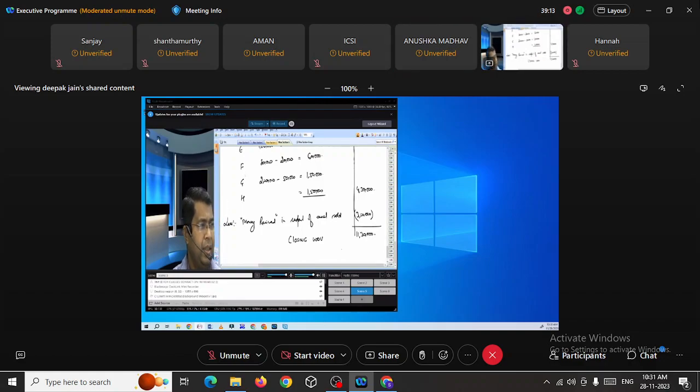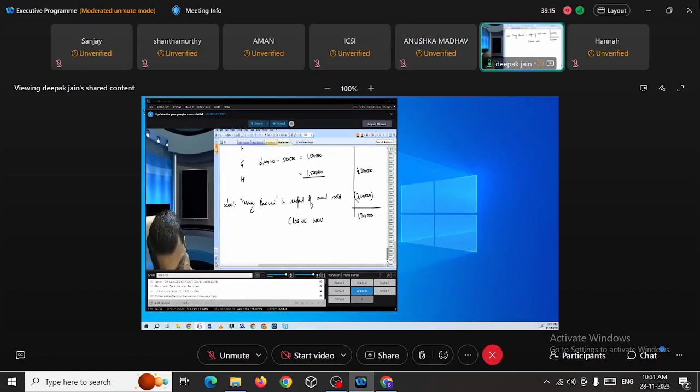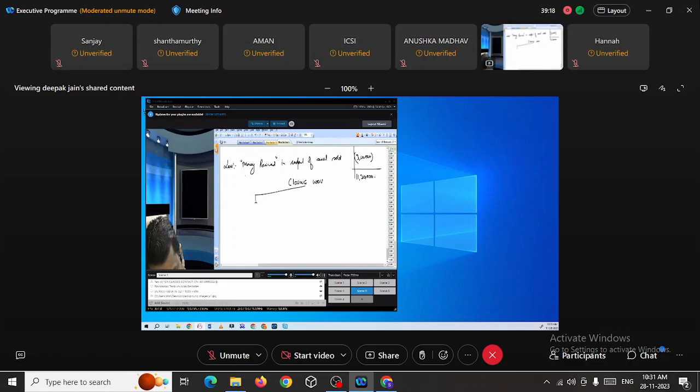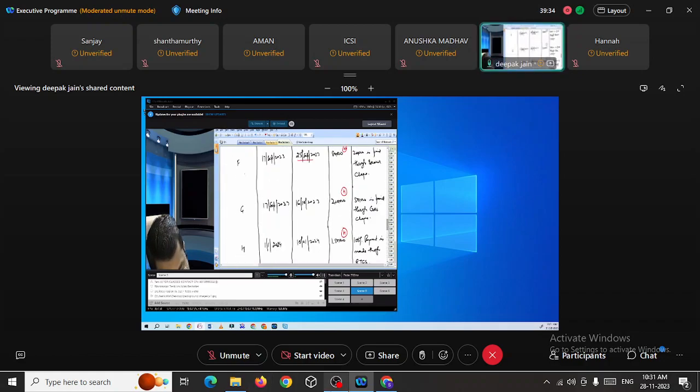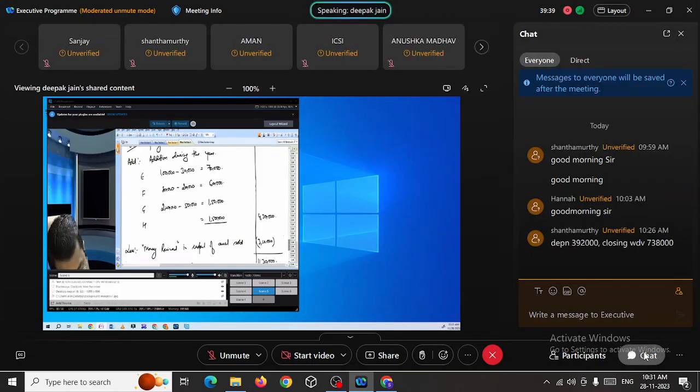Now how to compute depreciation? First, you have to segregate assets eligible for half rate, that is G and H. Half rate asset is G and H, yes. And value of G and H is 3 lakh.